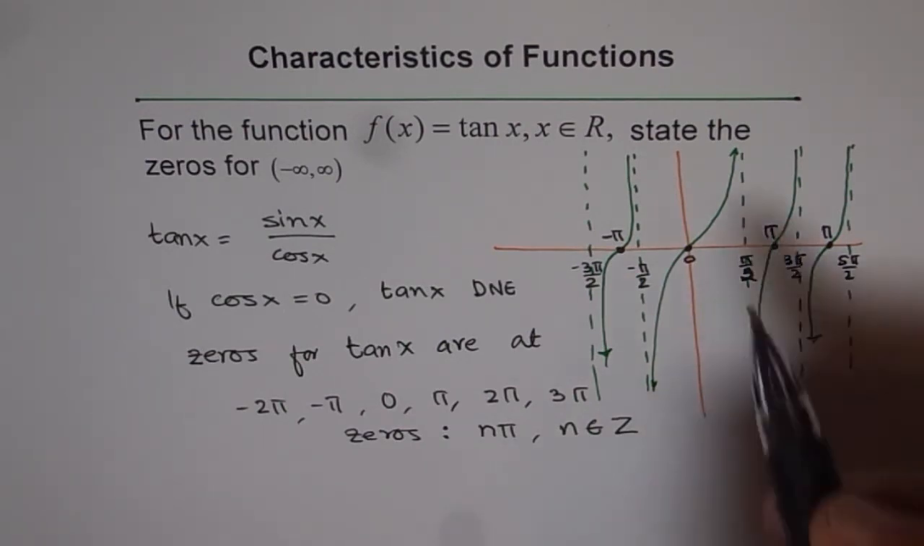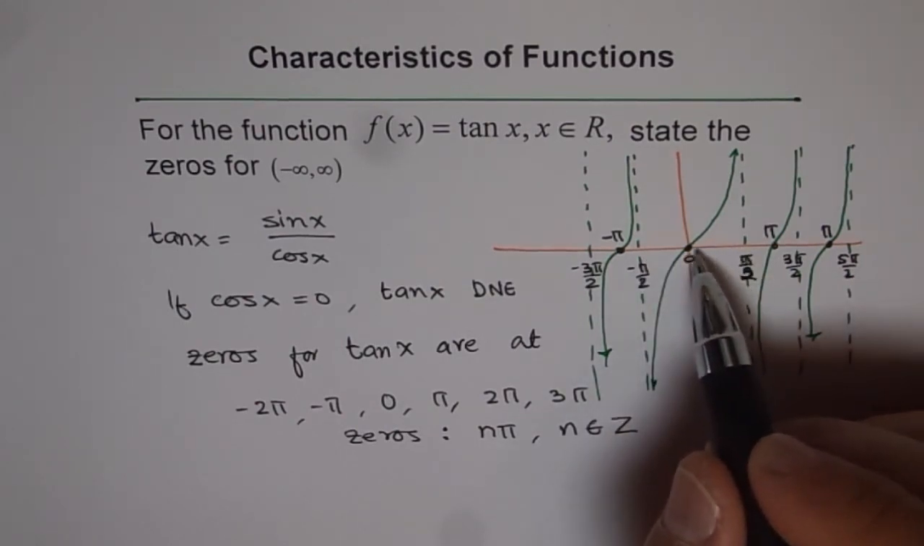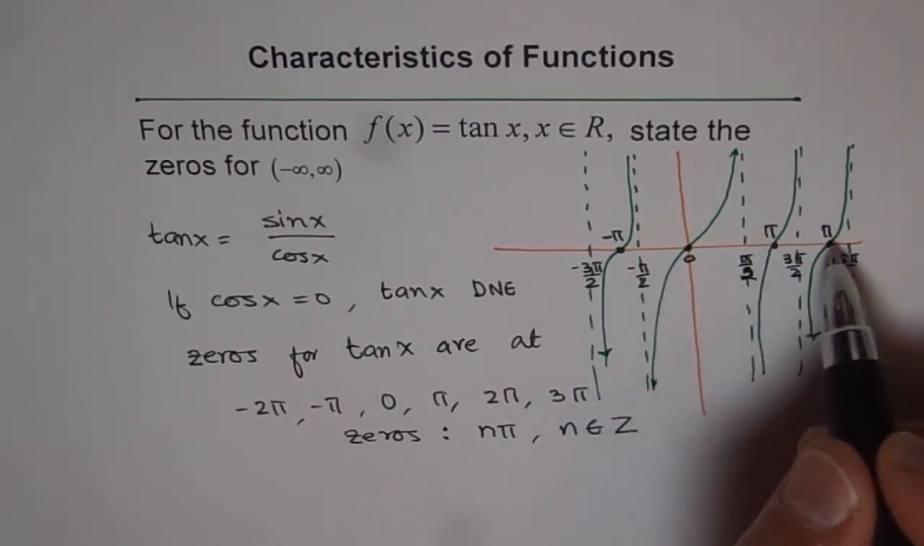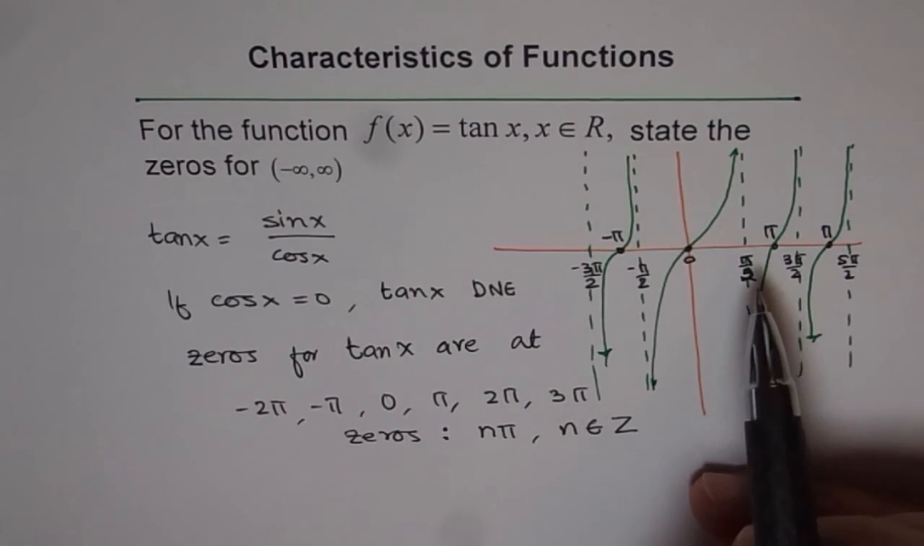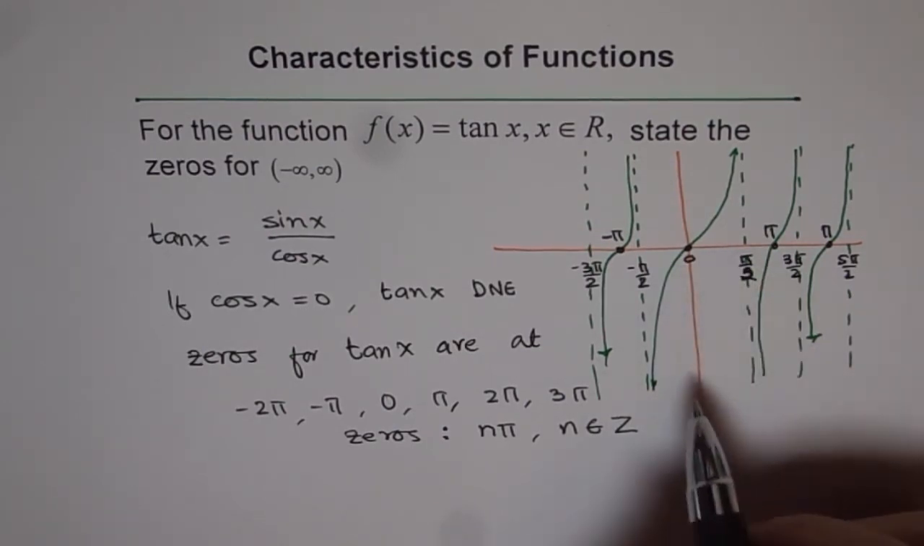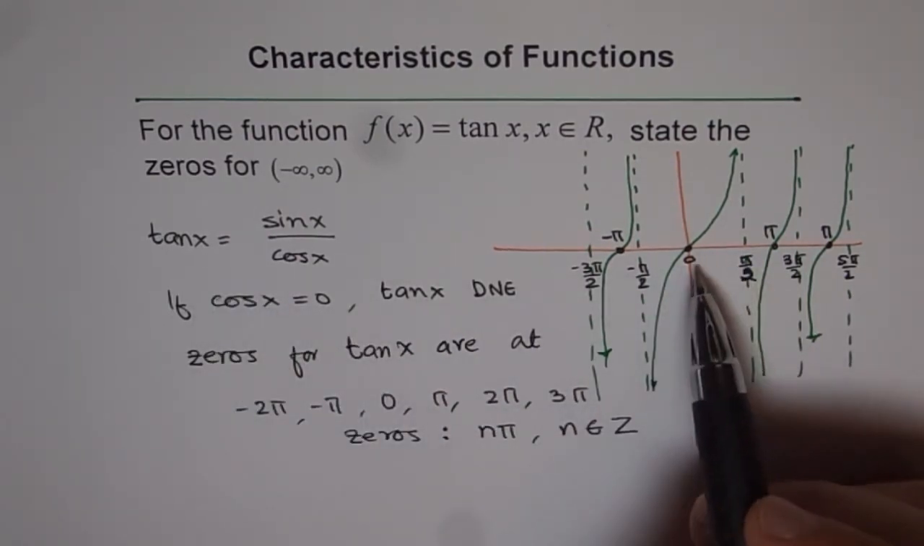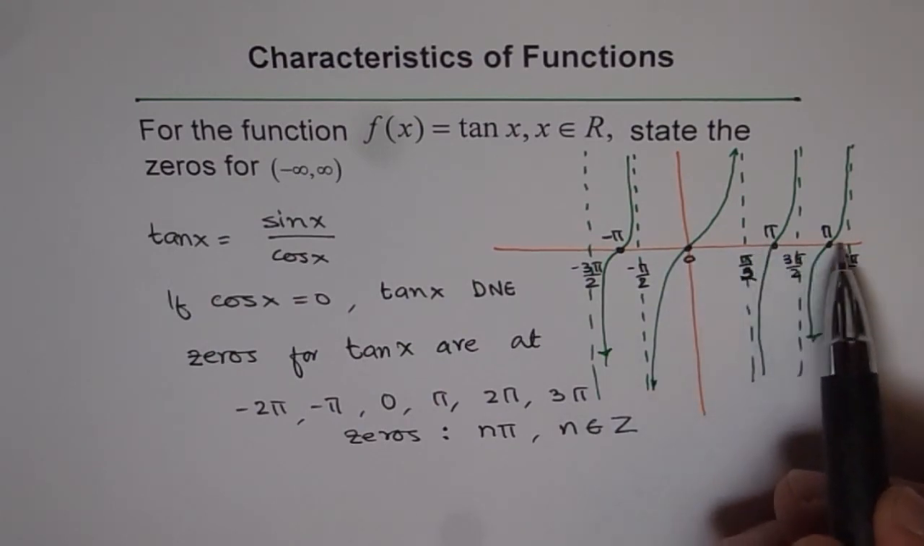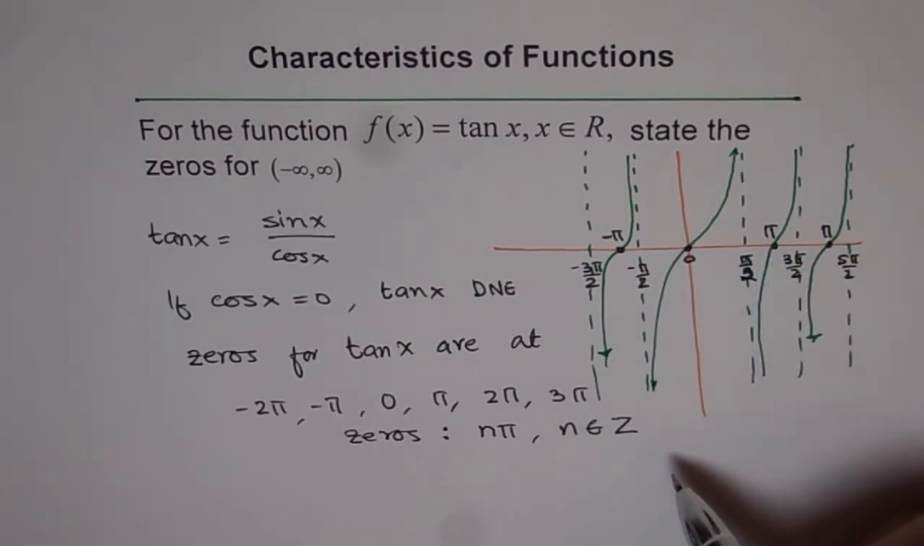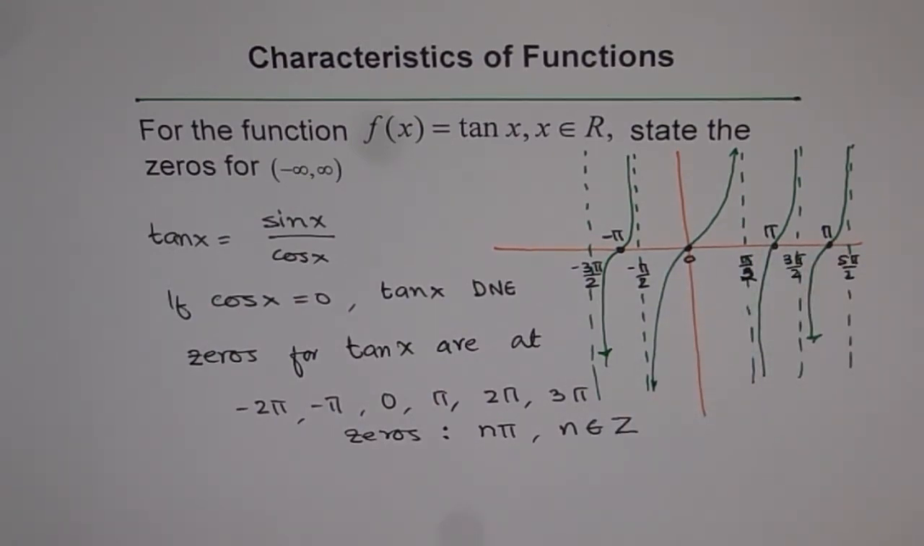Okay, I'm sorry for this. This is not to scale. It should have been much smaller as the others are, right? But remember, the period for tan is pi. So it repeats after every pi. So that helps us to get the answer. I hope you understand and appreciate it.